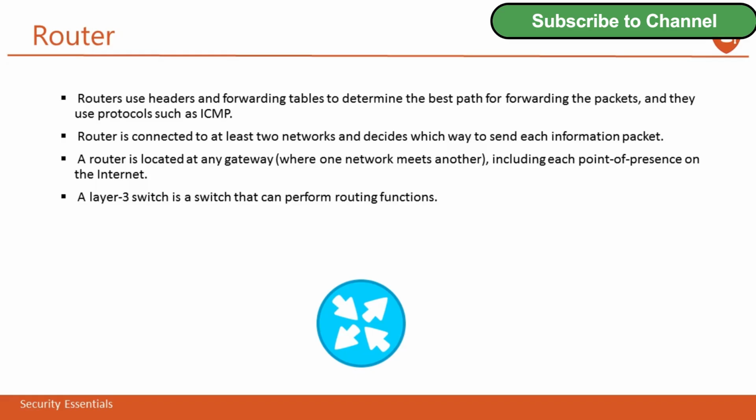It routes a packet. A router is connected to at least two networks and decides which way to send each information packet. A router is located at any gateway where one network meets another. This is similar to where the internet meets the internet, and it includes each point of presence on the internet. A layer 3 switch is a switch that can perform routing functions.